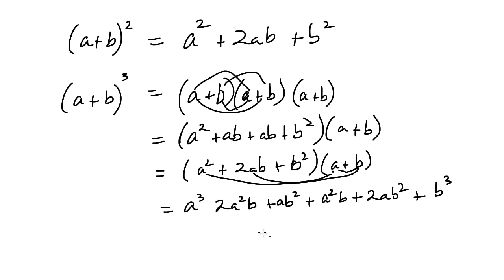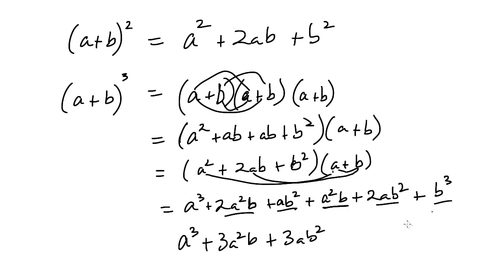Now then if I was to collect the terms, I'd end up with 2a squared b plus a squared b, which gives me 3. So collecting these two terms, I would end up with a cubed plus 3a squared b plus collecting these two terms, I'd end up with 3ab squared, and then I'll carry the b cubed down, so I end up with b to the power of 3, and I finally end up with my answer here. So a plus b cubed finally gets me a cubed plus 3a squared b plus 3ab squared plus b cubed.